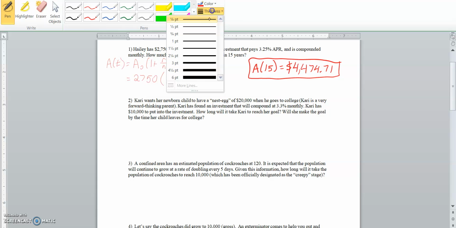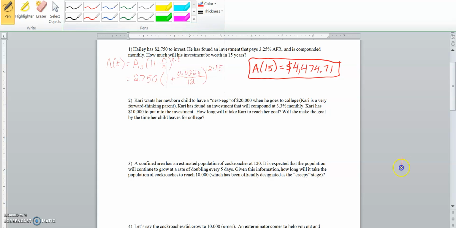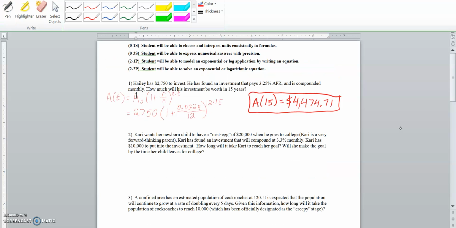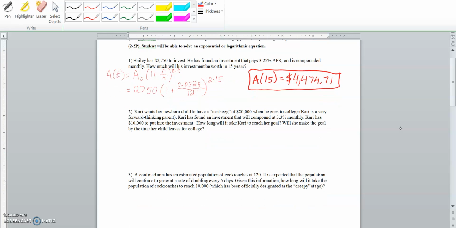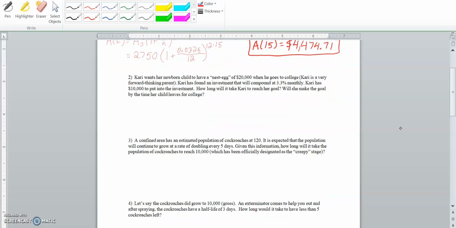Okay, next, smaller again. Now what we have, see if I can get my arrows. There we go. Kari wants her newborn child to have a nest egg of 20,000. She's starting with 10,000, compounded monthly at 3.3%.